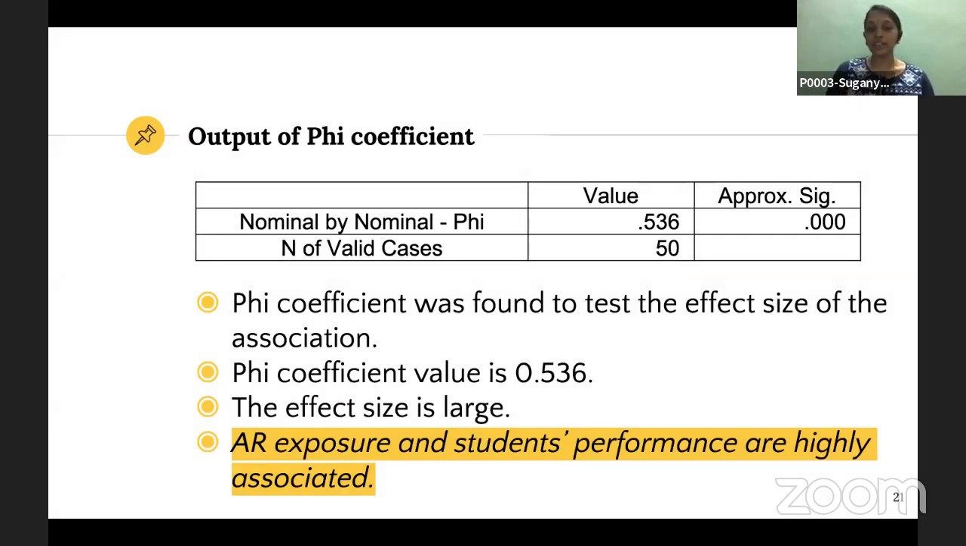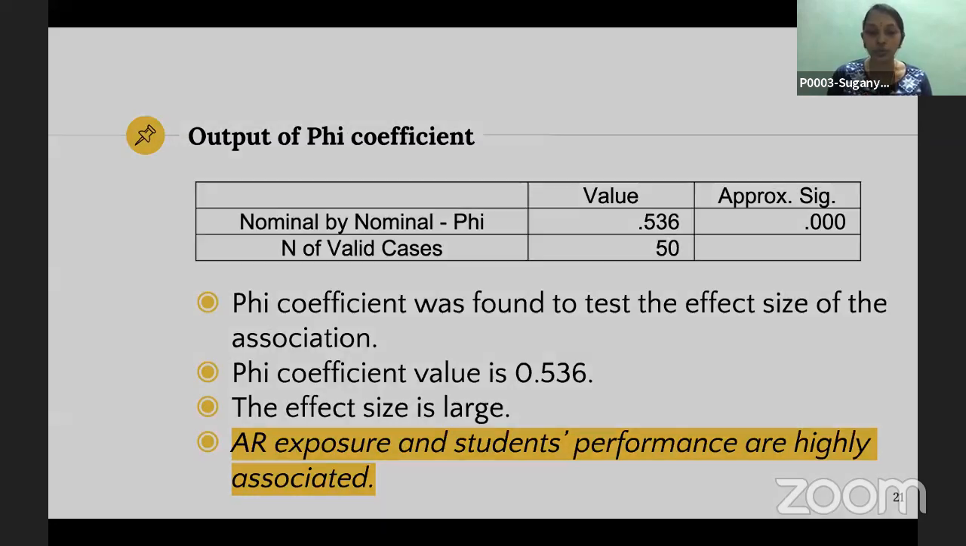Further, to test the effect size of the association between AR exposure and students' performance, the phi coefficient was found, which resulted in a value of 0.536. This signifies that the effect size is large, so AR exposure and students' performance are highly associated.